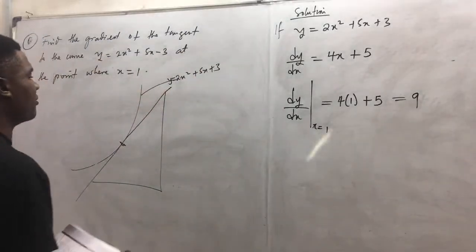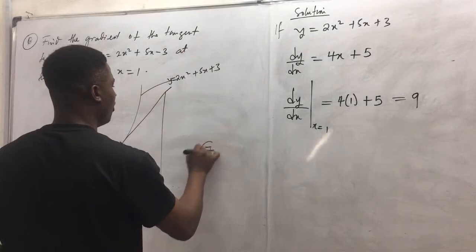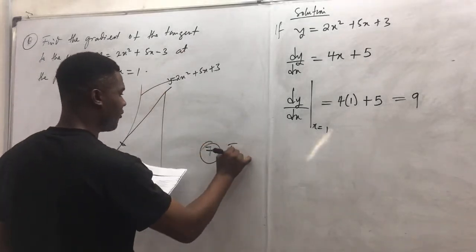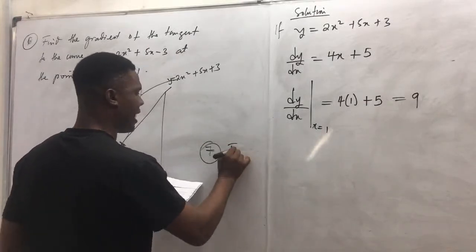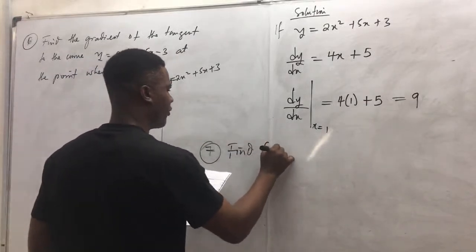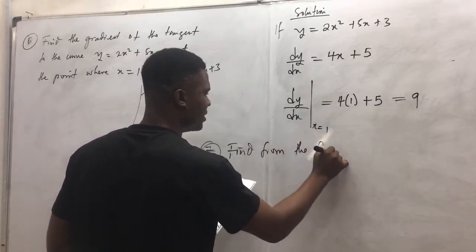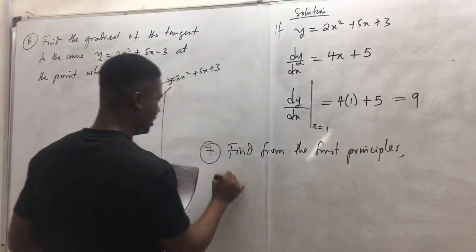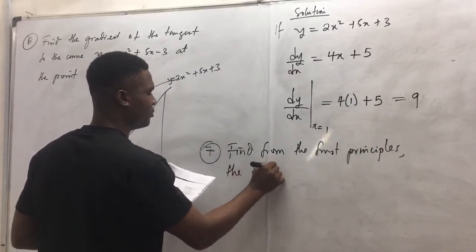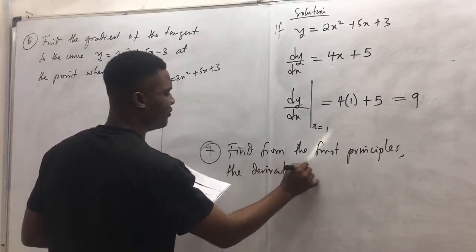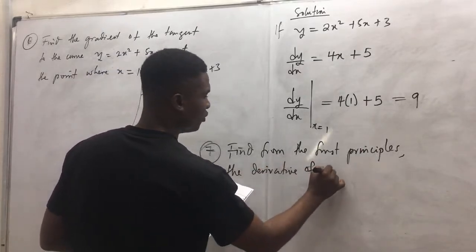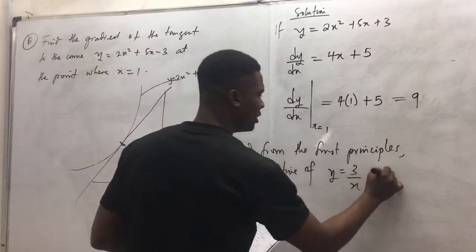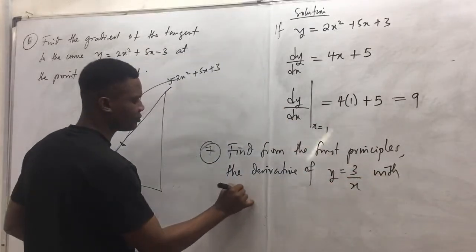So let's look at problem 7. So I'm going to put problem 7 over here. Now, what is problem 7 saying? Problem 7 says find from the first principles the derivative of y equals 3 over x with respect to x.